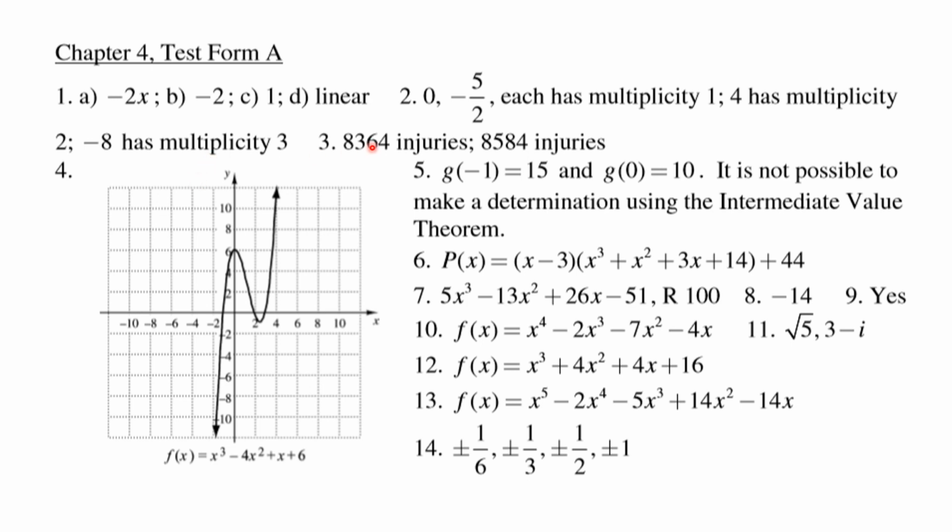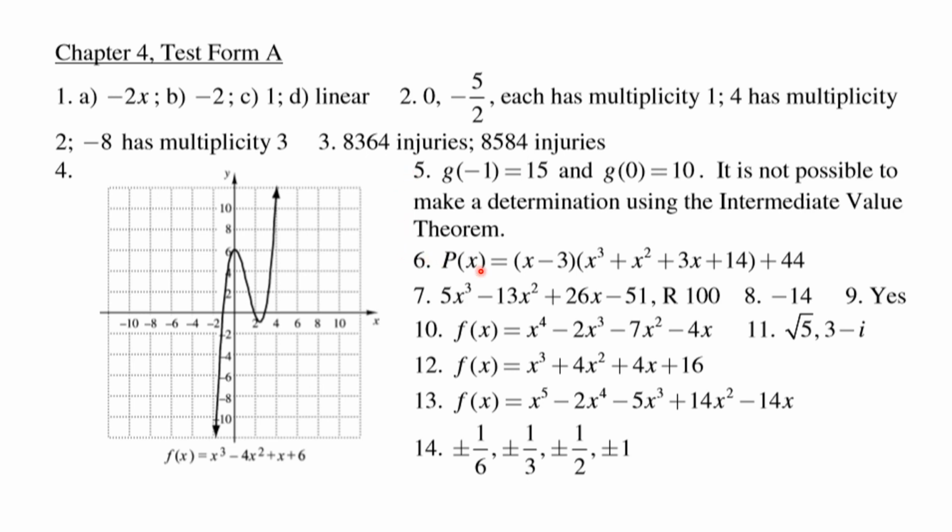These are the answers for problem 3. There were 2 answers. They'd each be worth 2 points. Number 4, your picture should look like this when you graphed it. Number 5, g of -1 is 15 and g of 0 is 10. It's not possible to make a determination using the mean value theorem.